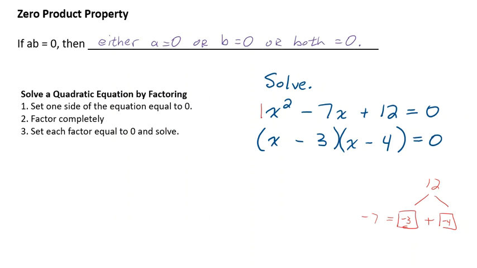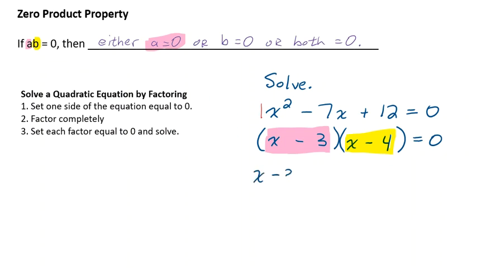So now we have a times b equals 0. And yes, this a is not just one number. This a is x minus 3. And this b is x minus 4. Okay, b doesn't have to be just one number. It can be a whole expression. In this case, x minus 4. So we know that either a has to be equal to 0. In this case, x minus 3, this factor has to come out to be 0. Or b has to be equal to 0. In this case, the factor x minus 4 has to come out to be 0.